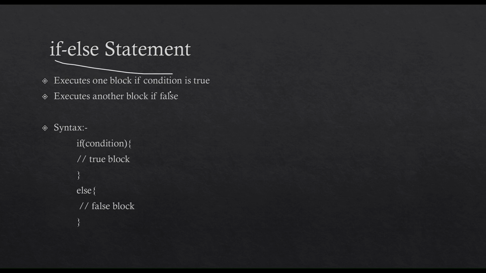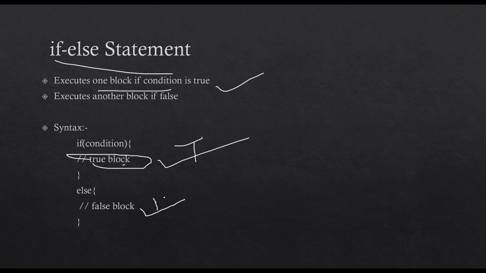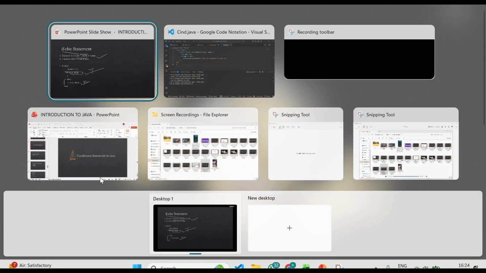So an if else statement executes one block. If the condition is true, then perform some task, and if the condition is false, then perform this other task. Okay, so if the condition is true, then it performs the true block. If the condition is false, then it performs this one. This is for the true block, this is for the false block. Okay, let's see an example.